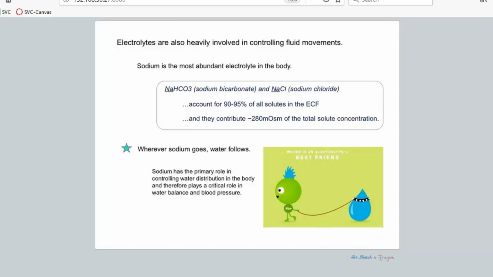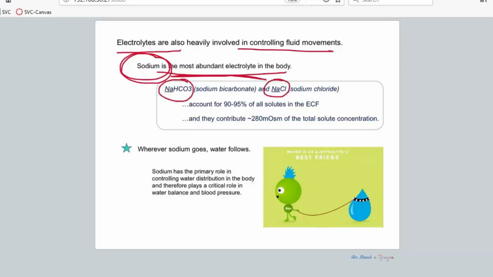So this just has to do with that point there. Electrolytes are involved in controlling fluid movements of the body. Sodium is the most abundant electrolyte in the body, and we find that in the form of sodium bicarbonate and sodium chloride. About 90 to 95% of all the solutes in the fluids of the body have sodium in them.